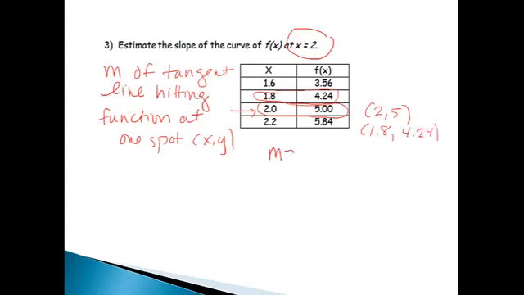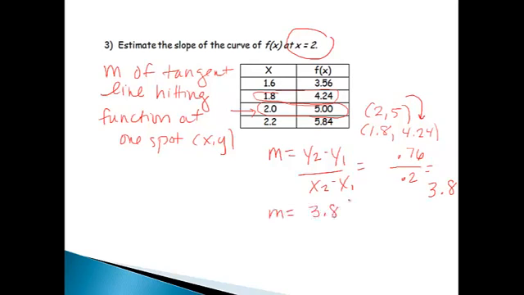And I'm going to do my normal slope equation. And even though the formula says take your second one, subtract your first one, it doesn't matter as long as the order is consistent. So I'm going to do this one, take away this one, just so I have positive numbers. So 5, take away 4.24, and 2 take away 1.8. And then I'm just going to divide those. So then my slope is approximately 3.8. And that's fine. That's all I need. Now I didn't have to use 1.8. I could have used 2.0 and 2.2.